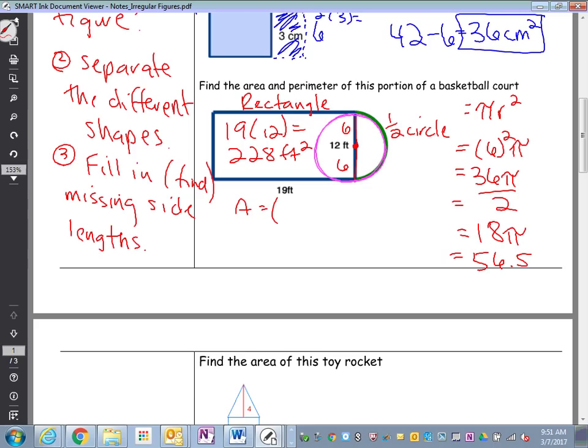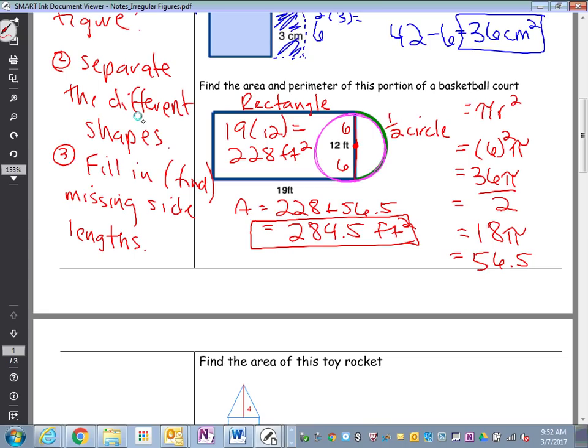But again, we have to find the area of the whole thing. So we got 228 plus 56.5. What's that equal? 284.5? Is that right? Feet squared. So that's our area.